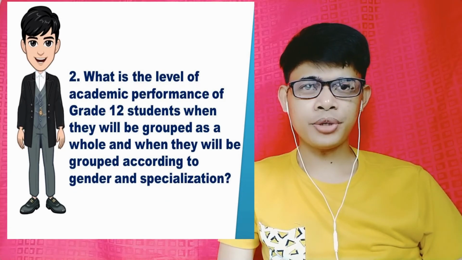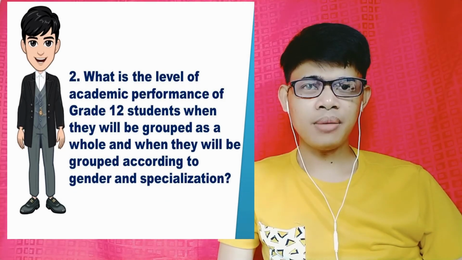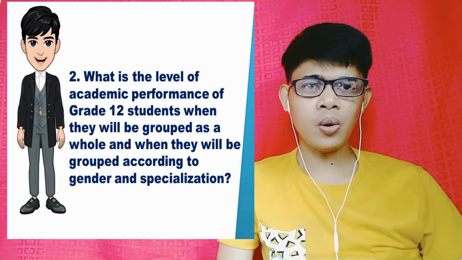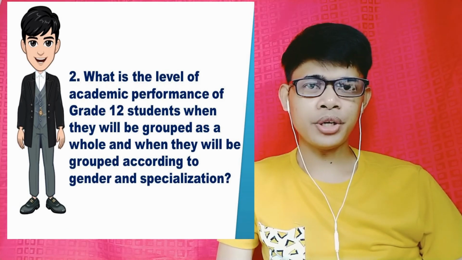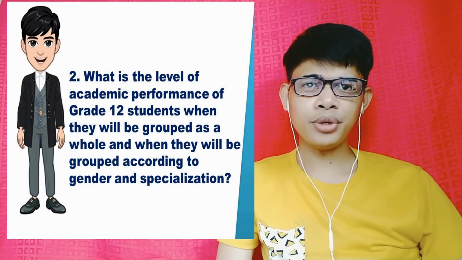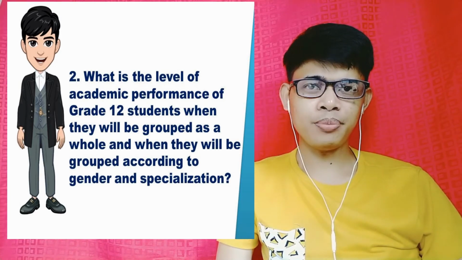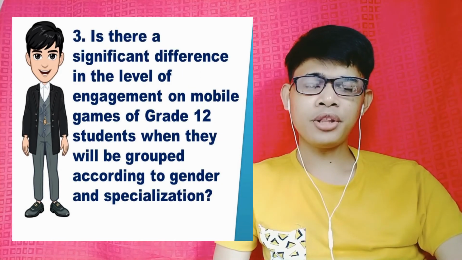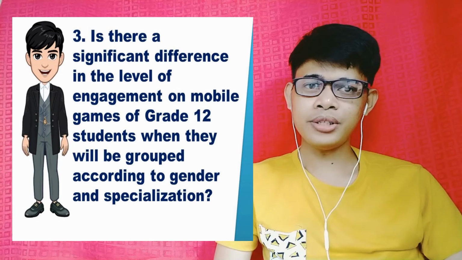Research question number 2: What is the level of academic performance of Grade 12 students when they are grouped as a whole and when they are grouped according to gender and specialization? Notice that in question number 2, we are now dealing with the academic performance of Grade 12 students as another dependent variable. Question number 3 is now an inferential question.